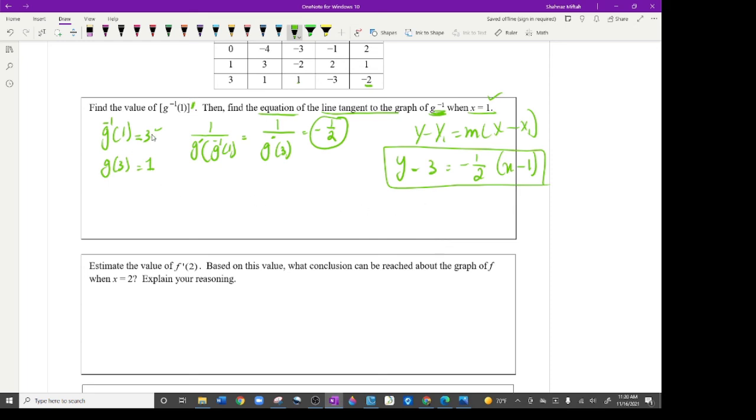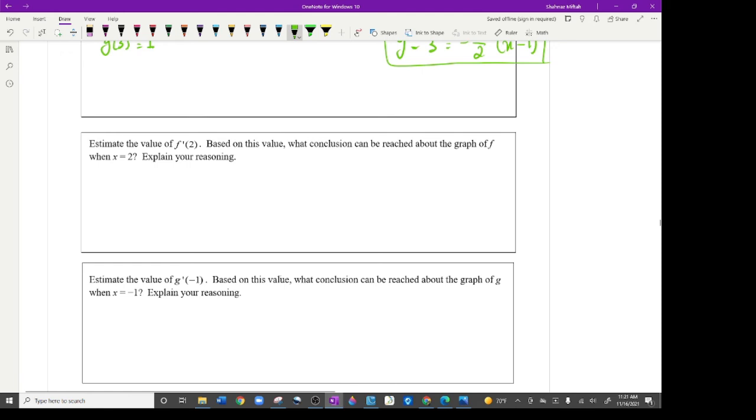For inverse g, the y value is here and the x value is right there, and the derivative is negative half. That's for the inverse, not the original g. Is that making sense? Yeah. Okay, let's go for that one.